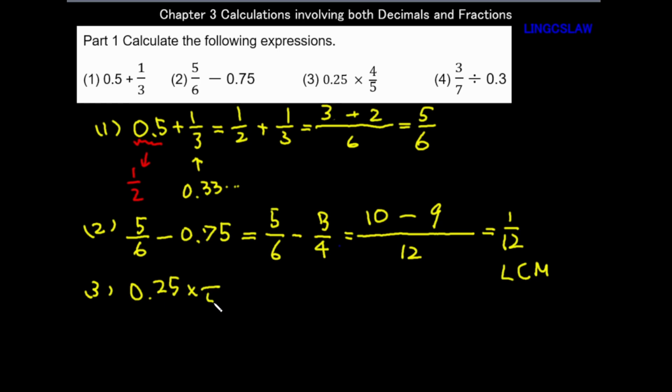Number 3, 0.25 times 4/5 equals. Again, let's change this decimal to a fraction. 1/4 times 4/5 equals 1/5.